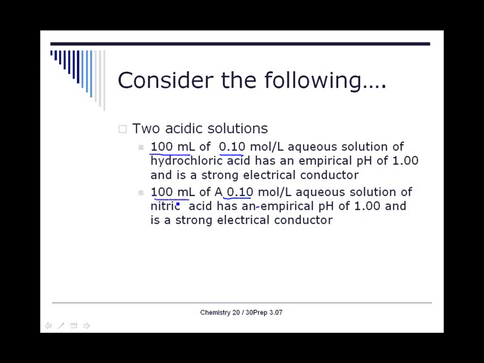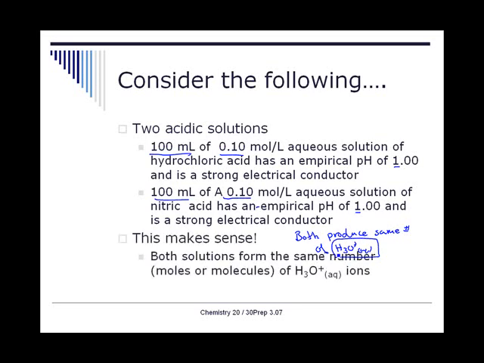Now when we test their pH with, say, a pH paper or a pH meter, both these solutions have a pH of 1, and this seems to intuitively make sense. They're both acids, they both have the same concentration, so they both produce the same number of hydronium ions, the same number of H3O+ ions. And we said in our last lecture that this is how we're going to judge acids now. Acids are compounds that produce hydronium when they're dissolved in water. So this makes sense. They both form the same number of hydronium ions.